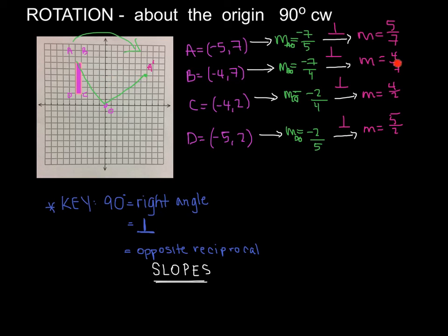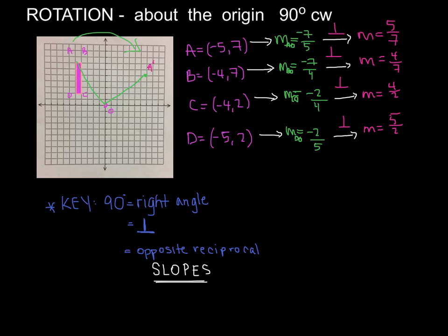Okay, to find my new point B, or B prime, I'm going to go from the origin, I'm going to go up 4 and over 7. To find C, I'm going to go up 4, but only over 2. And then to find D, I'm going to go up 5 and only over 2.